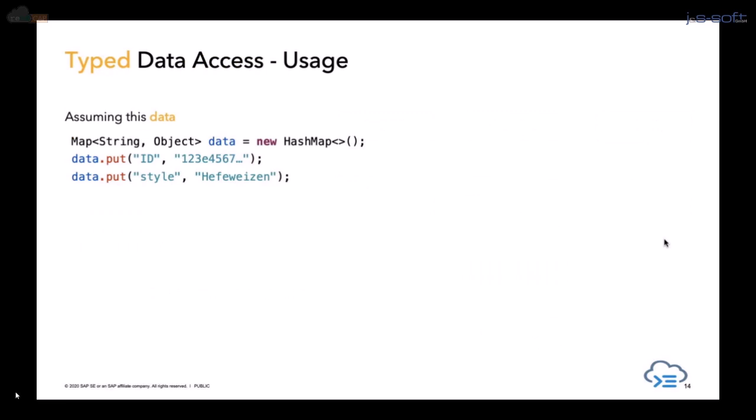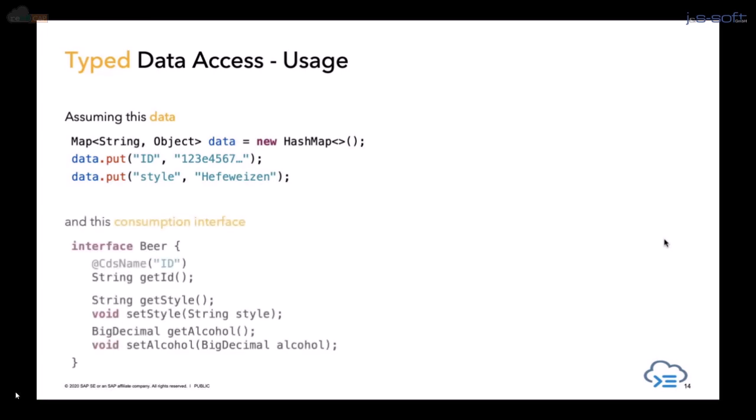So here is an example with data, just a standard map with some data, an ID and a style for the beer. Then you can write your own interface for accessing this data via getters and setters. If you want to rename, you can use CDS name annotations to have a different name in the getter. For simple non-renaming methods, you don't have to do this. And if you don't want to write these interfaces at all, we can also generate them for you.